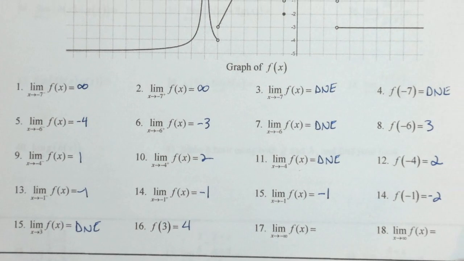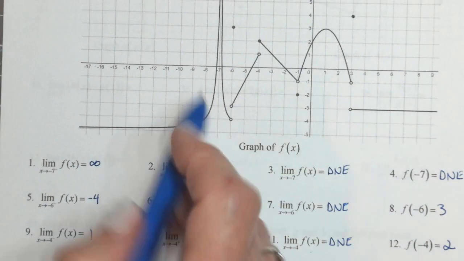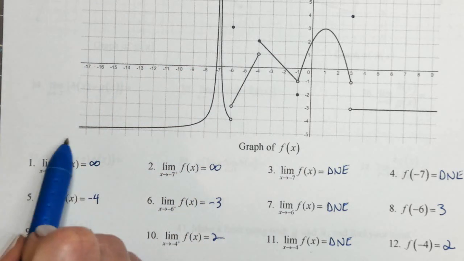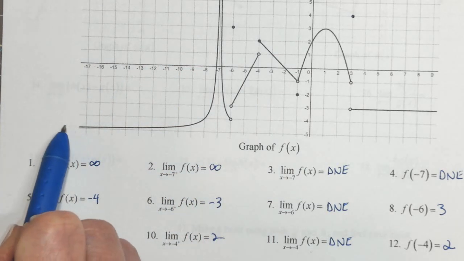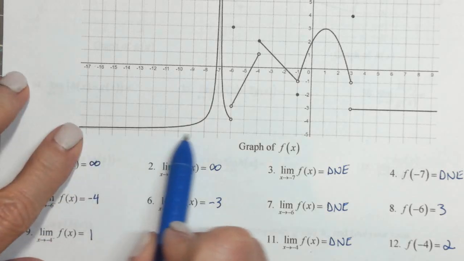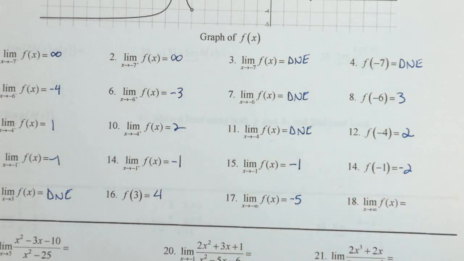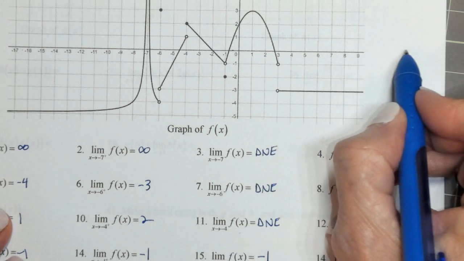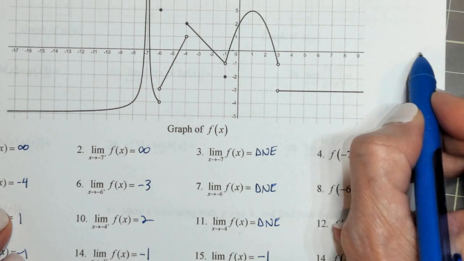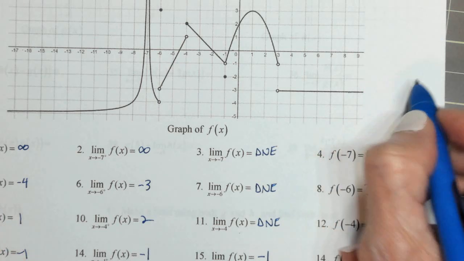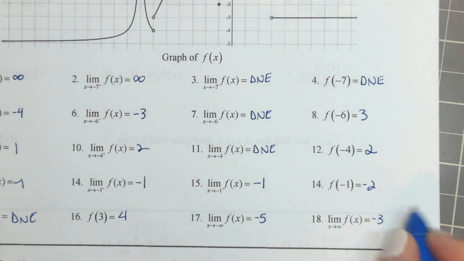Limit as x approaches -infinity. As x approaches -infinity, what is y getting closer and closer to? Well, from the graph, it looks like y is getting closer and closer to -5. So I would say from the graph, that would be a -5. As x approaches positive infinity, what is y getting closer and closer to? Well, y is not only close to it, but equal to -3. So that would be a -3.